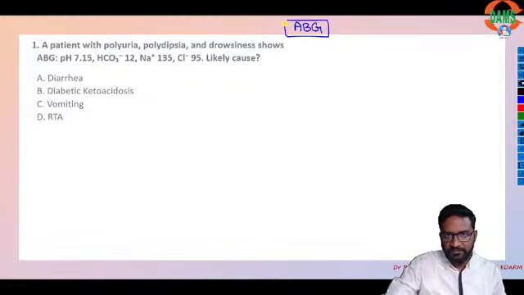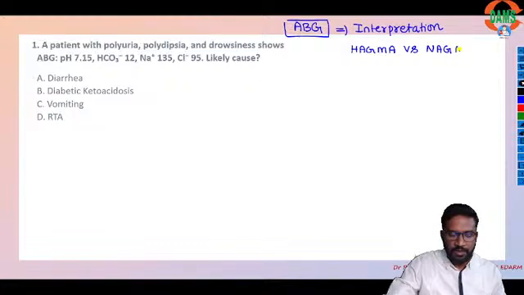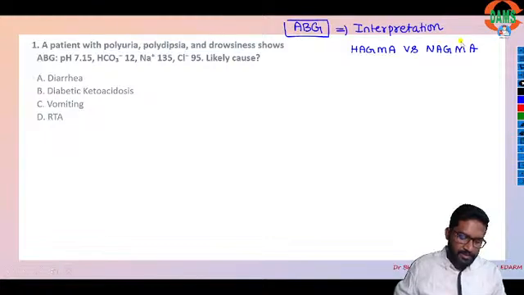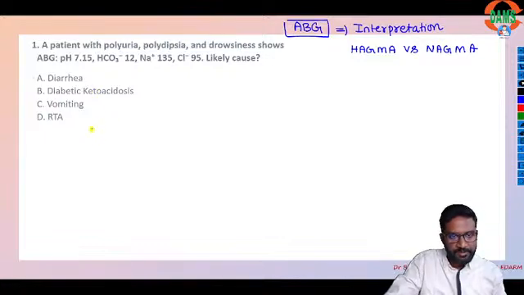So in that ABG, very importantly, interpretation, and also high anion gap metabolic acidosis versus normal anion gap metabolic acidosis. Now let us see. This is the ABG, very simple. pH 7.15, bicarbonate is 12. Now there is a patient with polyuria, polydipsia, drowsiness.